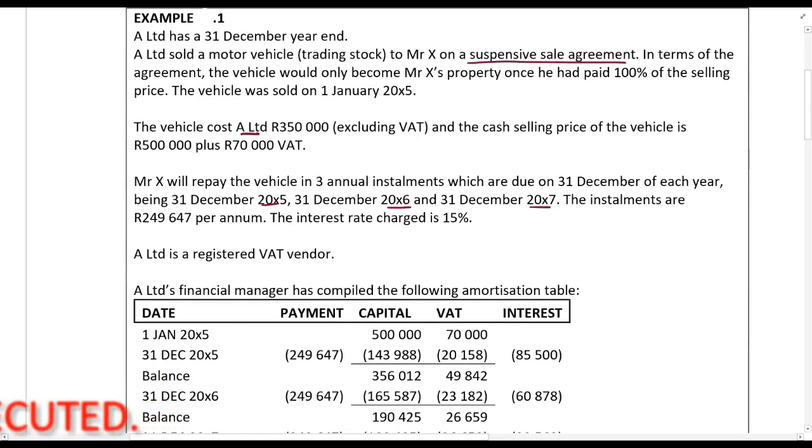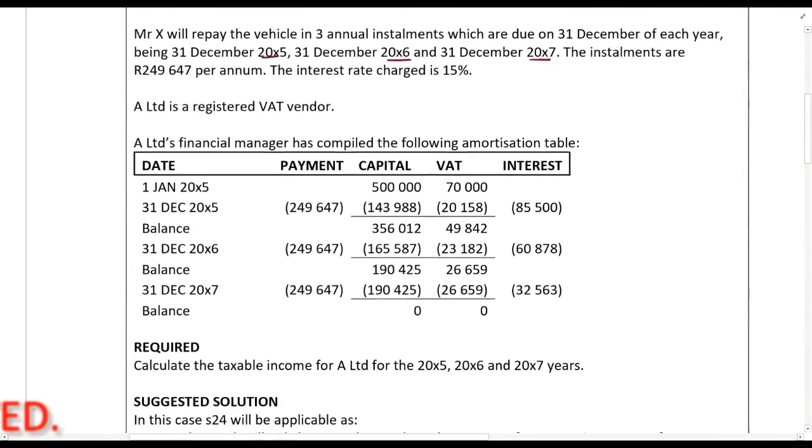A Limited is a registered VAT vendor, and A Limited's financial manager compiled the following amortization table. Now, this is the same type of amortization table that you see in management accounting and financial accounting. I don't expect you to do it. For tax purposes, they will give it to you. But let's just talk quickly about what this amortization table is.